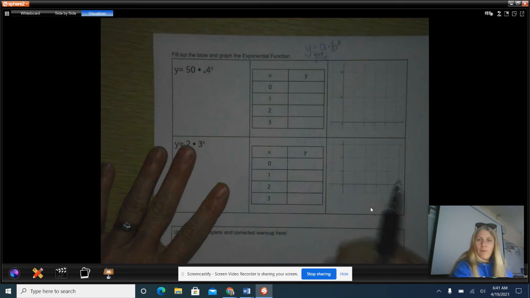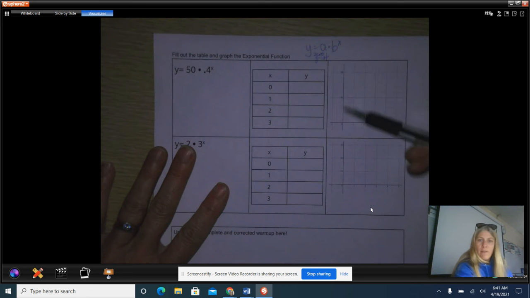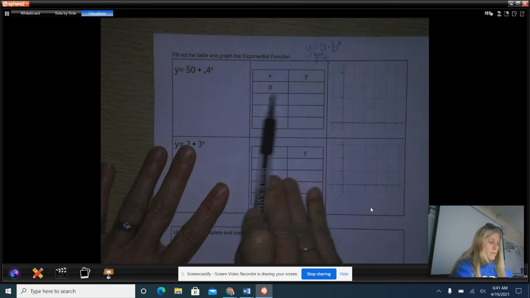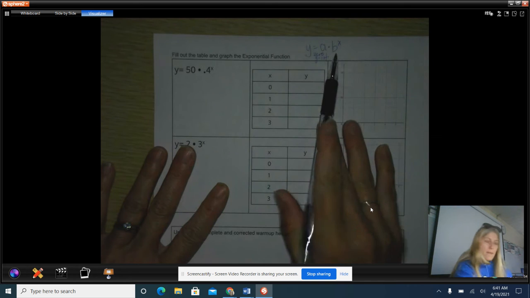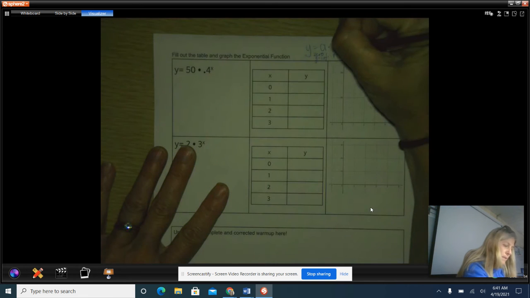So just by looking at the formula, we know where we're going to graph it on this line, and we know where our 0 is going to be here. Now we're going to go ahead and take a look at that b. That b is our multiplier.